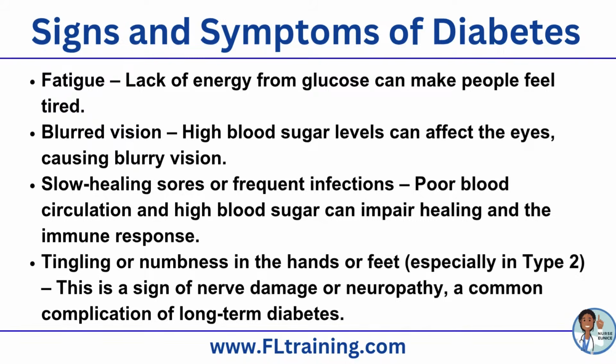Slow healing sores or frequent infections. Poor blood circulation and high blood sugar can impair healing and the immune response. So especially if it's a woman, they can have yeast infections more often, or maybe they have cellulitis. And if they do get a sore, it's going to be harder for them to heal.